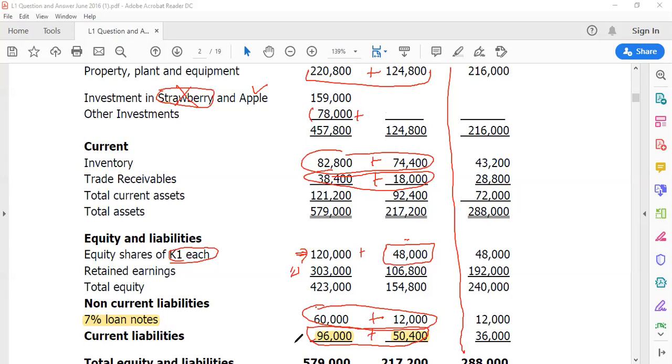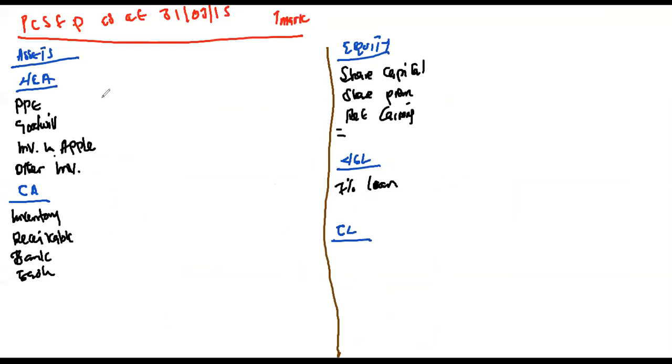Okay, so let's go. There we go. So what do we have under PPE? What's our figure for PPE? We open our brackets there, and we are going to have something here. So we open our brackets, PPE. We have 220,800 plus 124,800. We don't close the brackets, we leave it open in case something comes up.